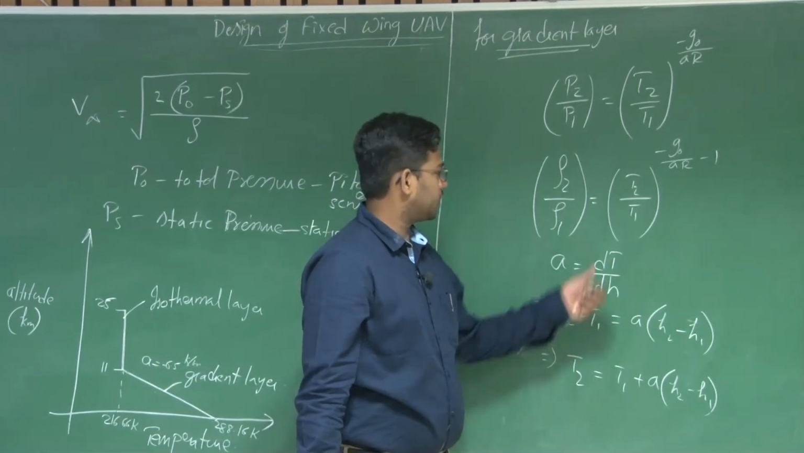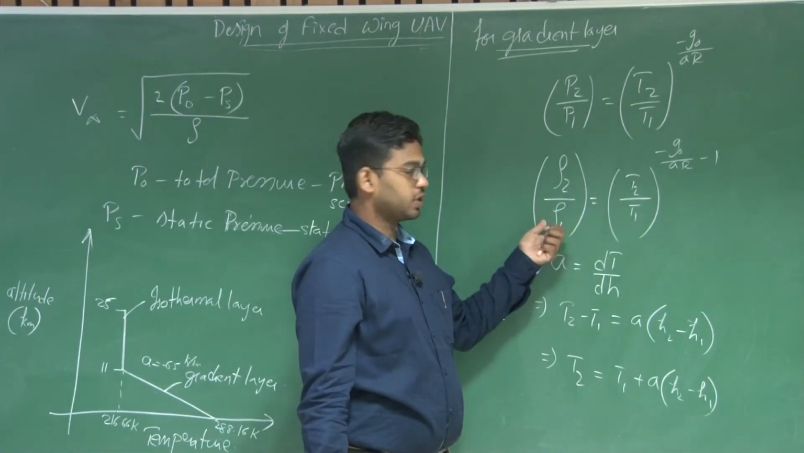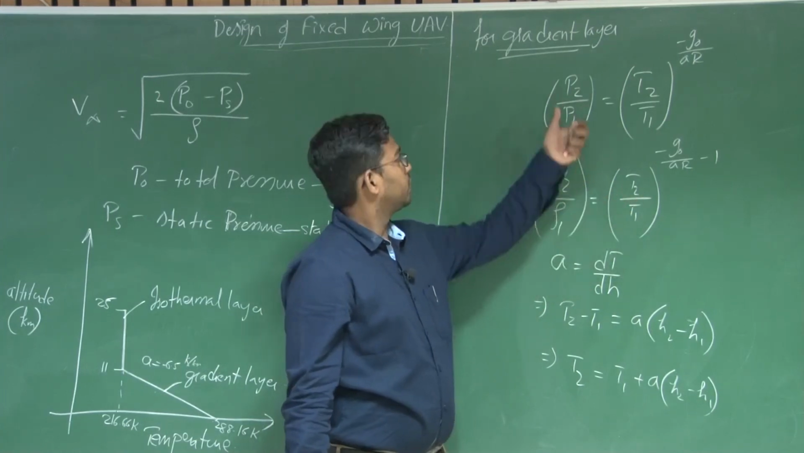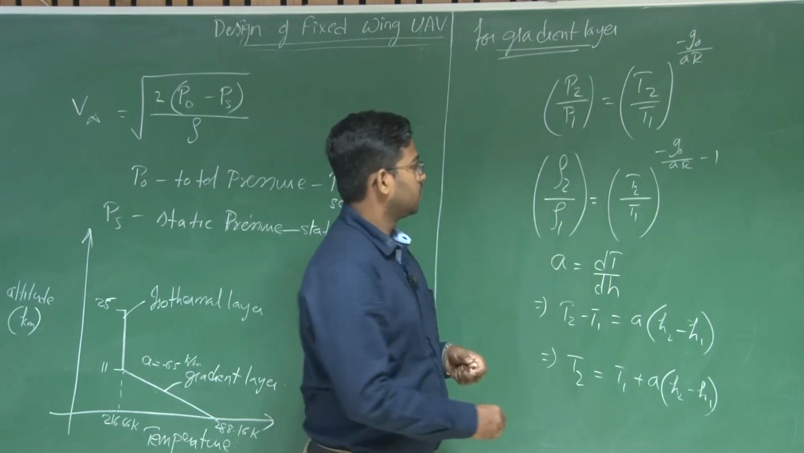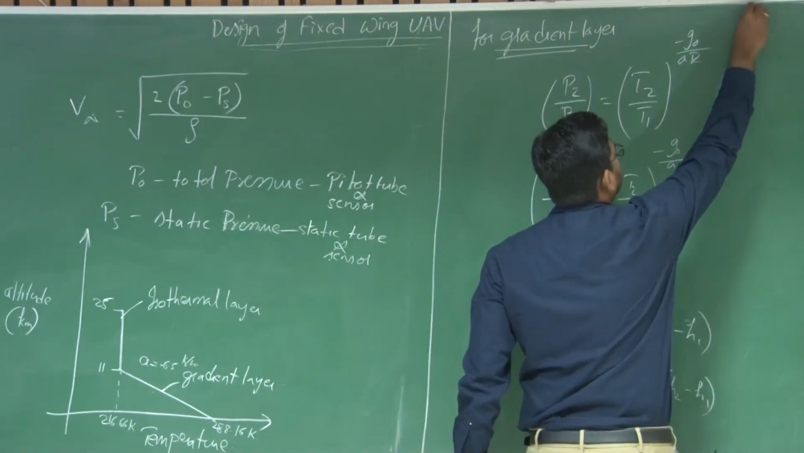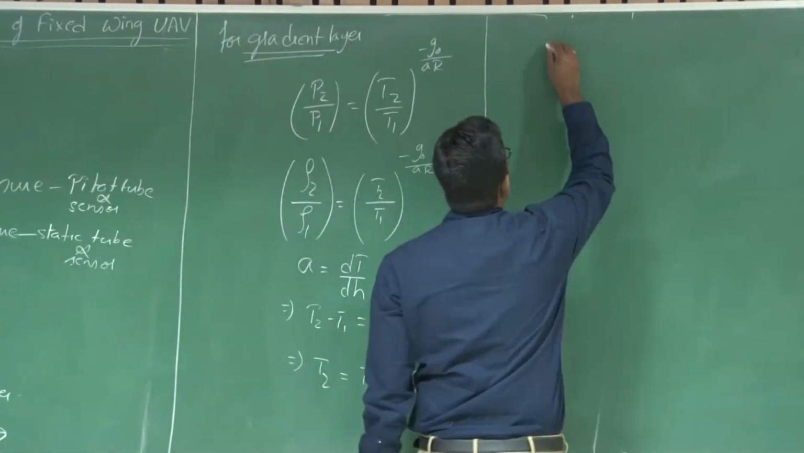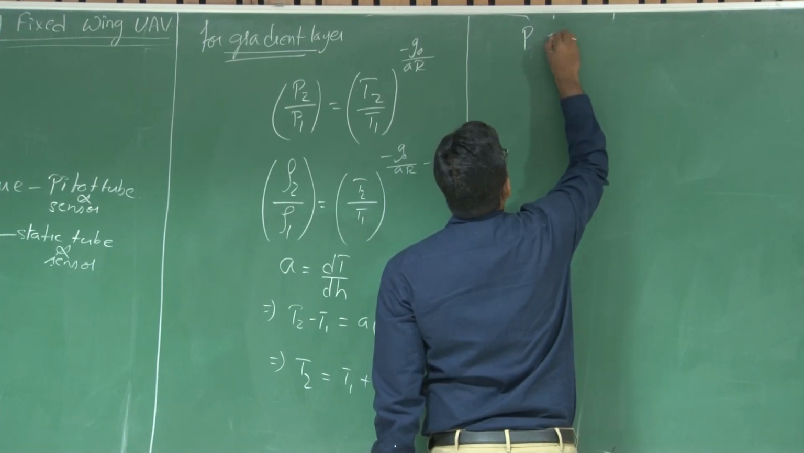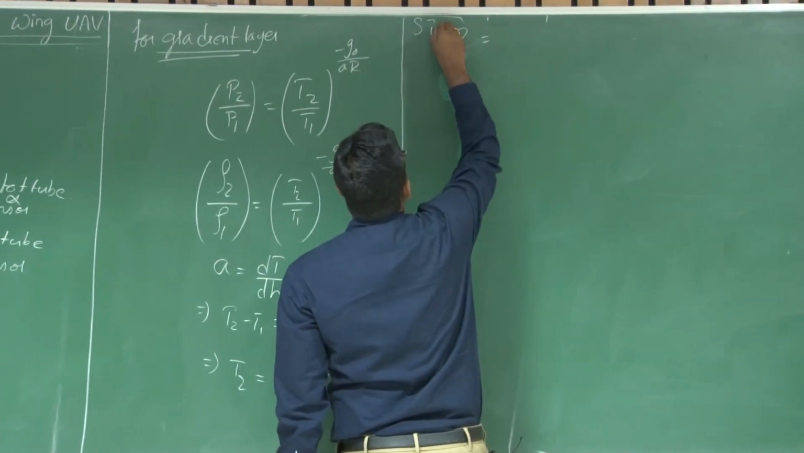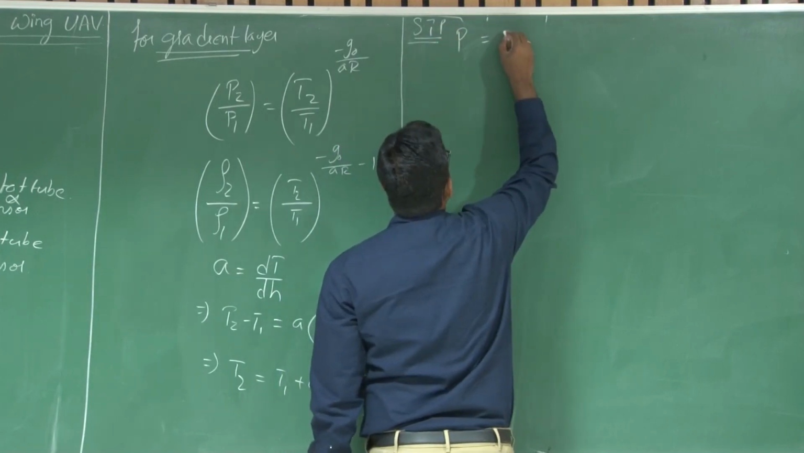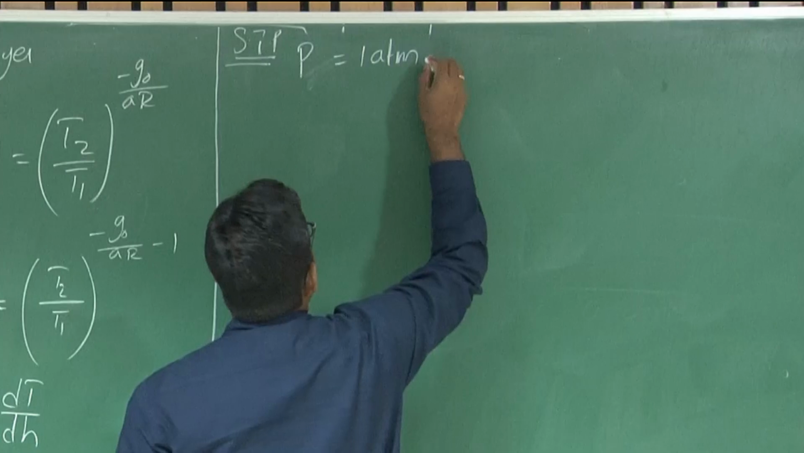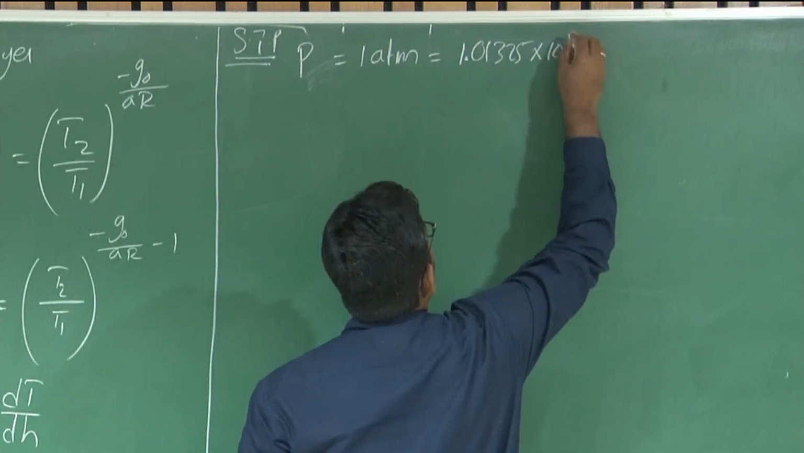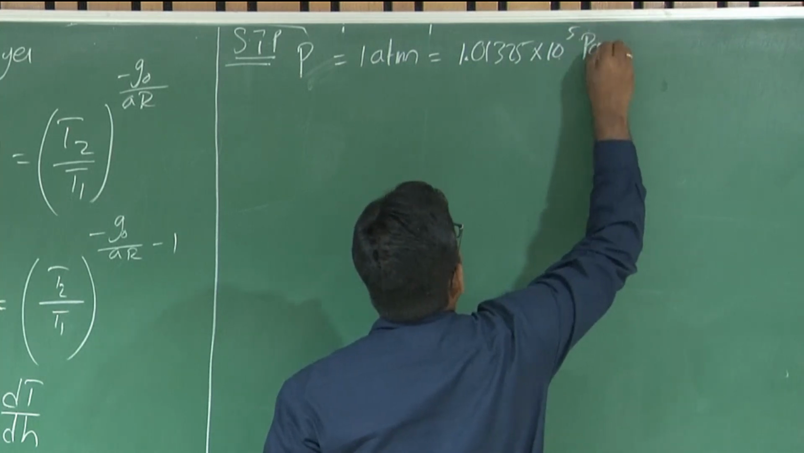Using this temperature and the sea level temperature, and since you know the sea level density, you will be able to find the density and the pressure at the required altitude. So what are these STP conditions? Standard temperature and pressure. At sea level, P is 1 atmosphere, which is 1.01325 into 10 to the power of 5 Pascal.